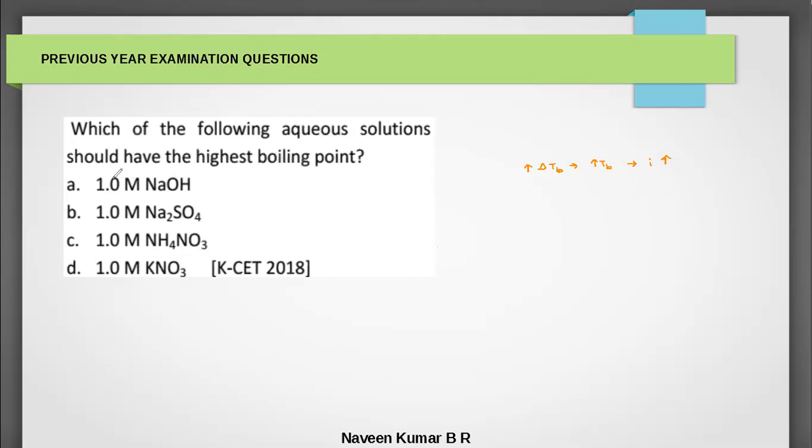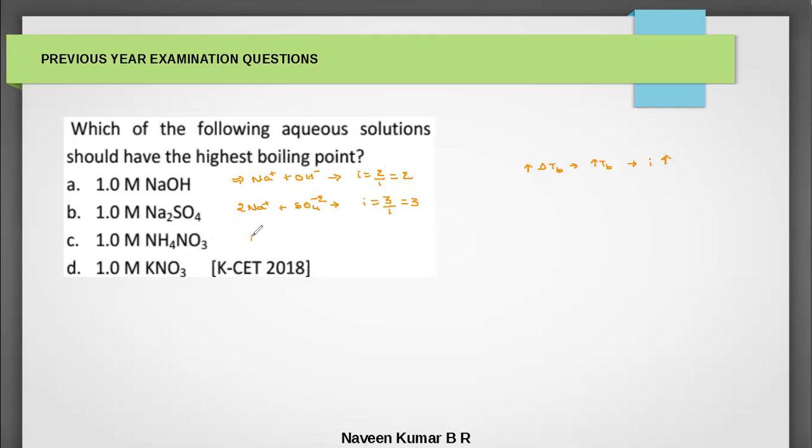Hence, as their concentration is the same, we'll identify the Van't Hoff factor for these electrolytes. For NaOH, it dissociates as Na plus and OH minus, so the i value is dissociated ions 2 divided by 1, which is equal to 2. For sodium sulfate, it is 2 moles of sodium ion and 1 mole of sulfate ion, so it is 2 plus 1, 3 ions divided by 1 before dissociation, hence the Van't Hoff factor is 3.